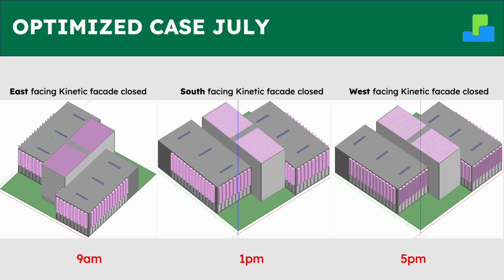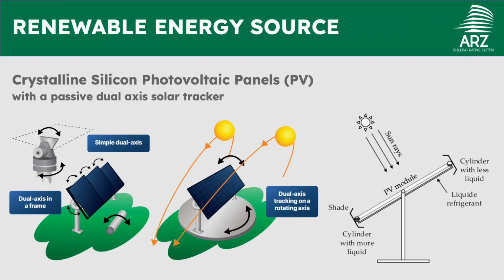In the optimized case, the kinetic facade has been added on the east, south, and west facing facades and closes according to the sun exposure. This is mainly required during the summer months. For the renewable energy source, PV panels are utilized with a passive dual-axis solar tracker.